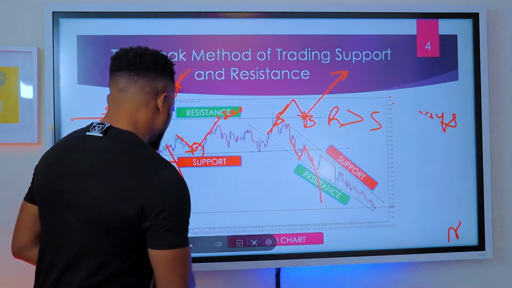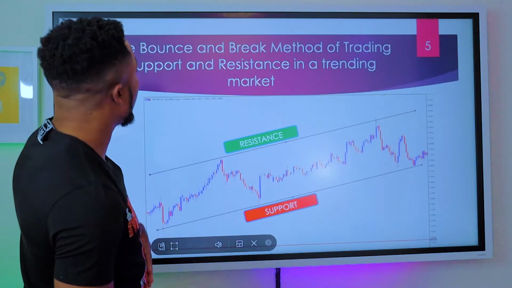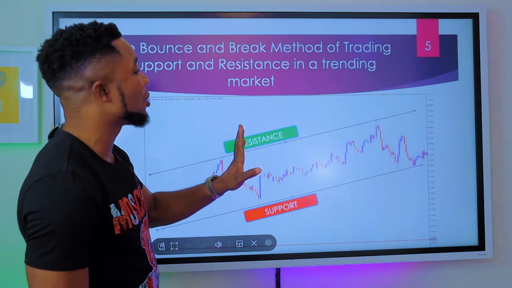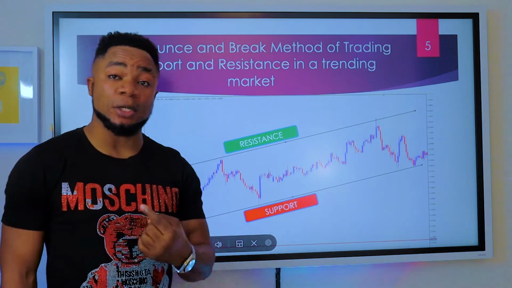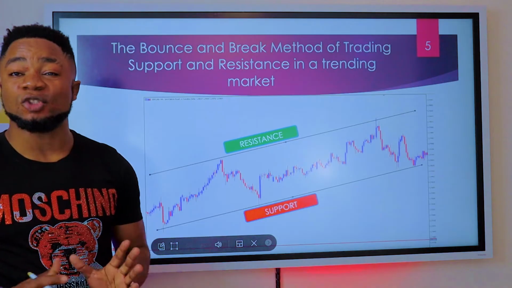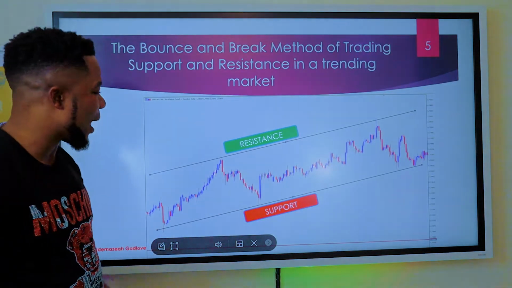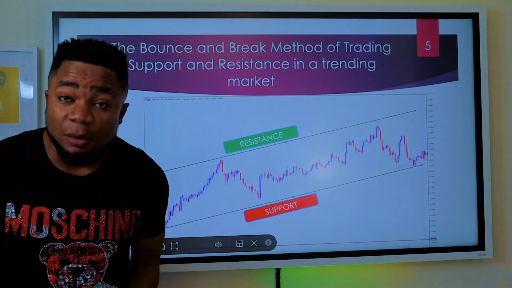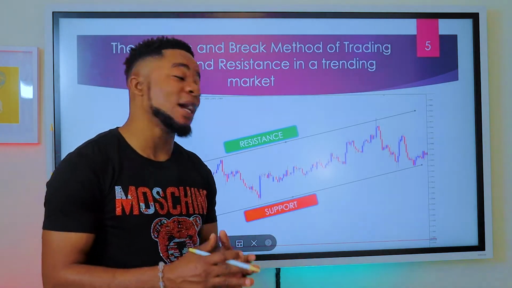All right. Now, let's go to the next point, which is the bounce and break method on trading support and resistance on a trending market. The example I showed you guys was on a consolidating market, but now this is a trending market. The same thing will apply on a trending market. We're still going to be able to have our support and resistance. We're still going to be able to have our trend lines and the market direction.